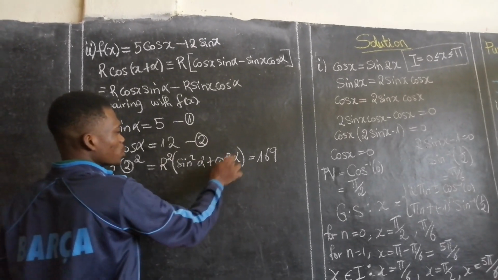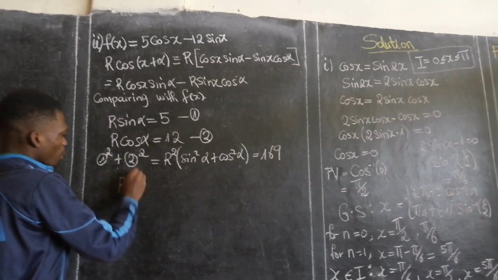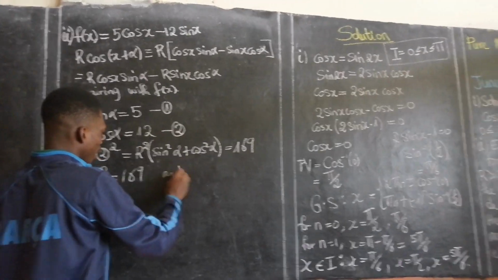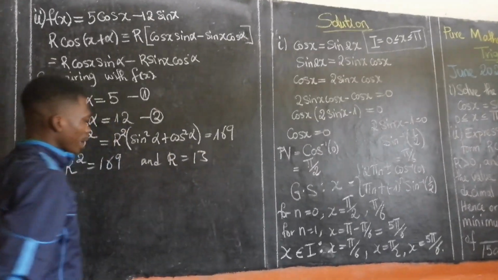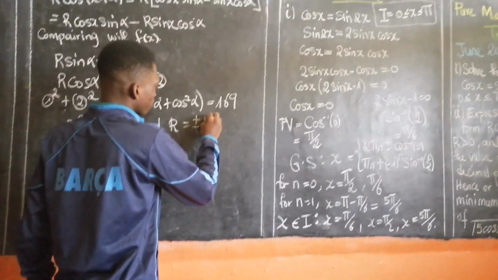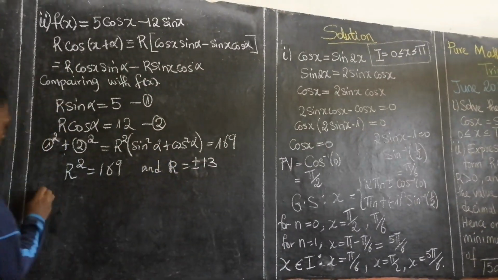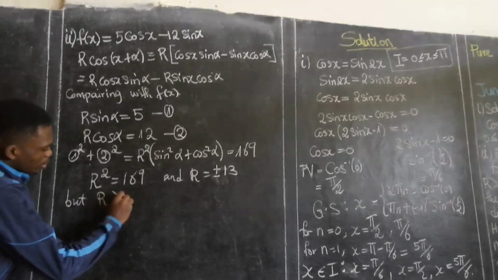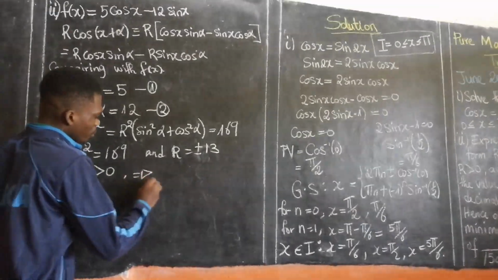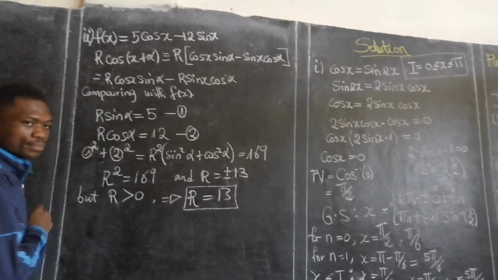Then sine squared alpha plus cos squared alpha will be equal to 1. So we are left with r squared is equal to 169, and r is equal to 13. Normally r is equal to plus or minus 13, but it was said in the equation that r is bigger than 0, so we now have to take just the positive value of r being 13.